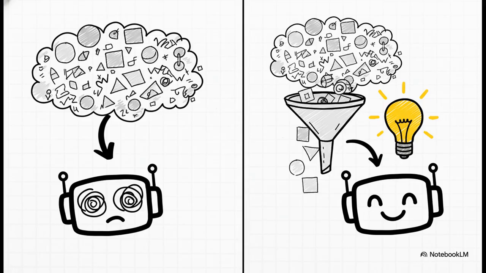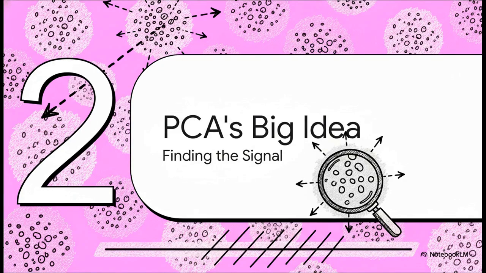In machine learning, just dumping every piece of data you have into a model isn't always the best move. A lot of those features might be redundant or totally irrelevant, and they just create a kind of statistical noise that can actually confuse your algorithm. It makes it way harder to spot the patterns that really matter. We need a way to filter all that junk out. And that brings us to the really elegant solution.